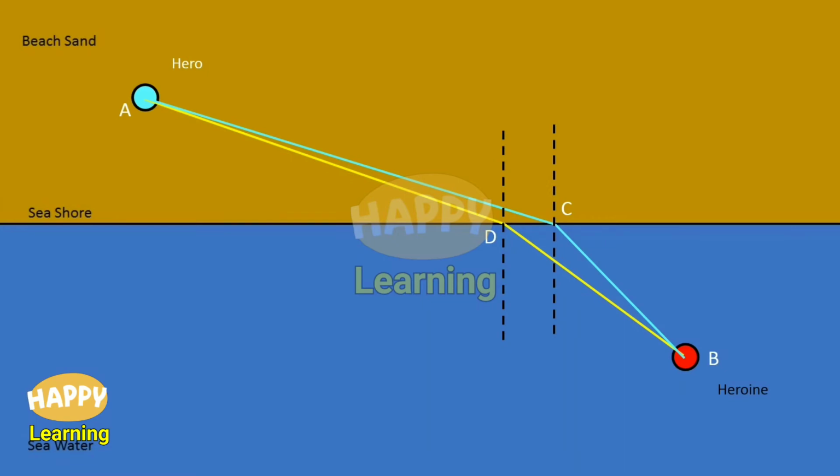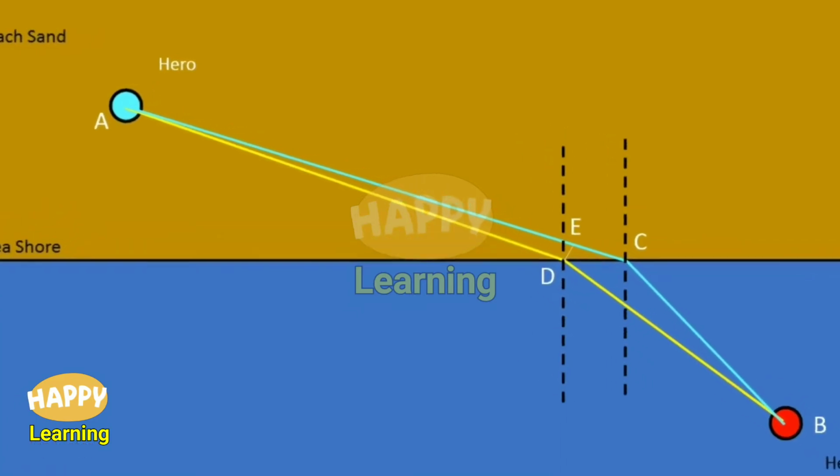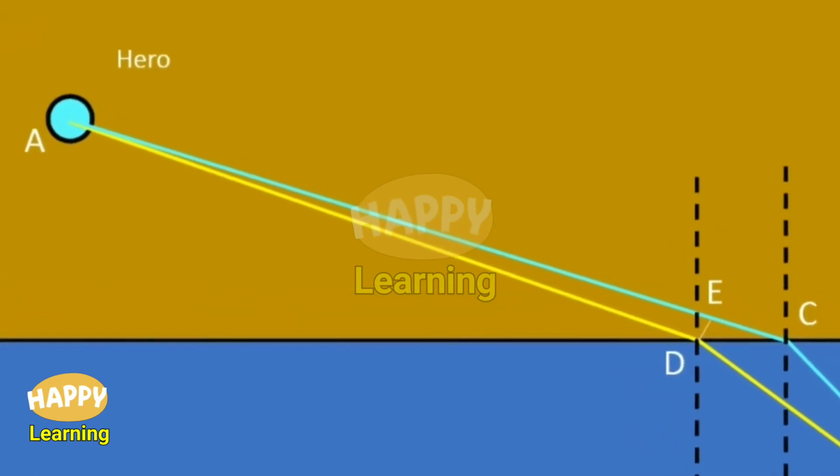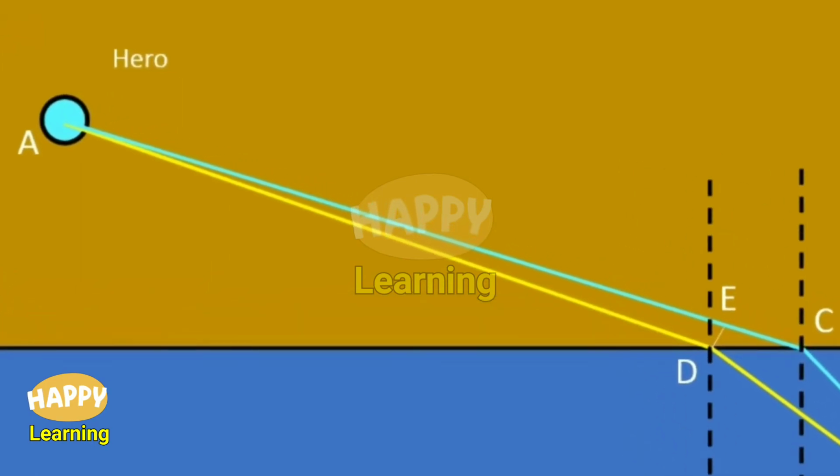Now draw a normal from point D onto the path AC. Let the foot of the perpendicular be E. So DE is the perpendicular to the line AC. If you carefully observe, AD is equal to AE. Since DE is the perpendicular, AD is equal to AE.